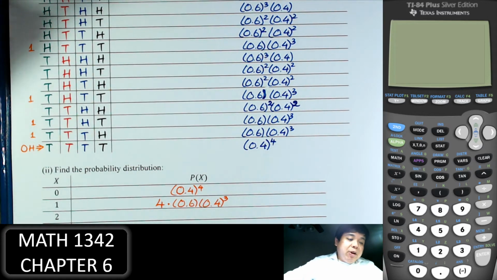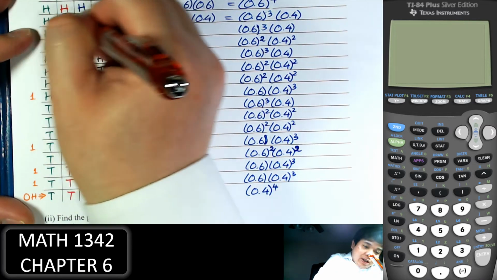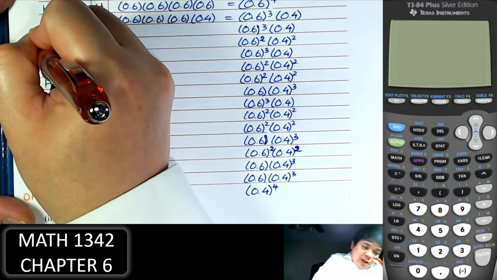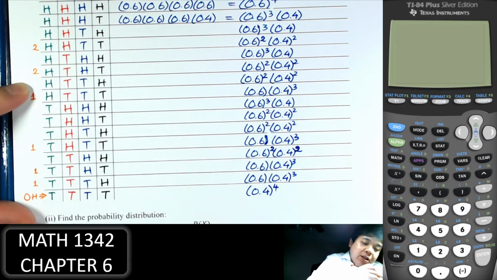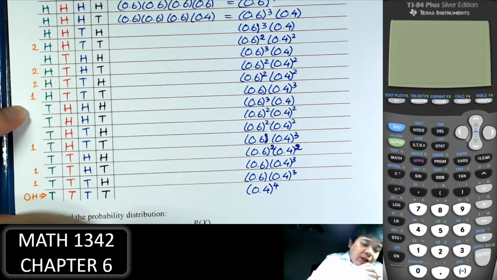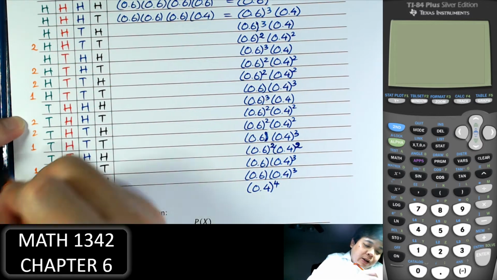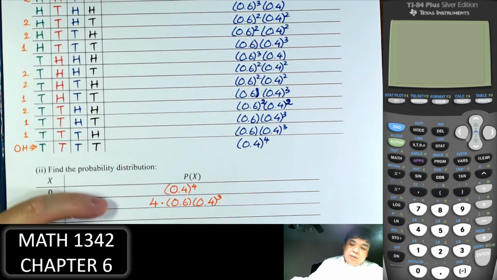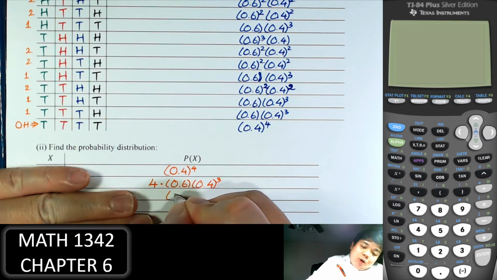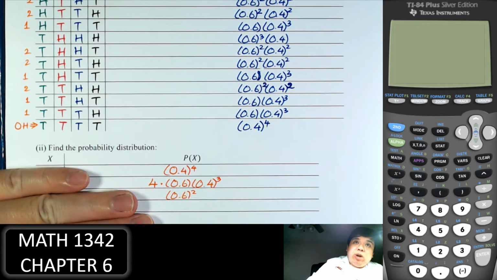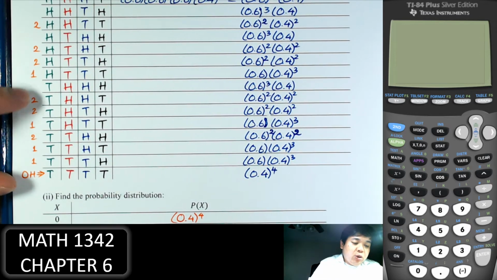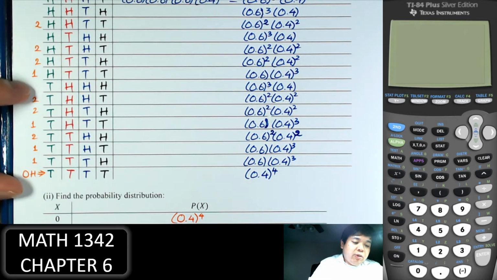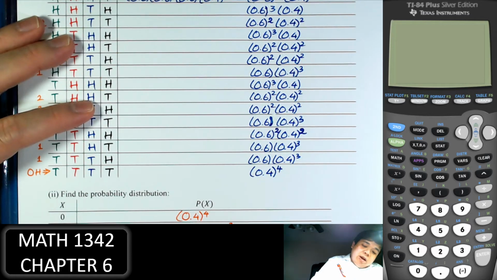Next, how many do we have with 2 heads? We have 2 heads here, 2 heads here, 3, 4, 5, and 6. So for 2 heads, the probability is 0.6 squared, because we have 2 heads, and 0.4 squared for 2 tails. And we count 1, 2, 3, 4, 5, 6, so there are 6 of them.